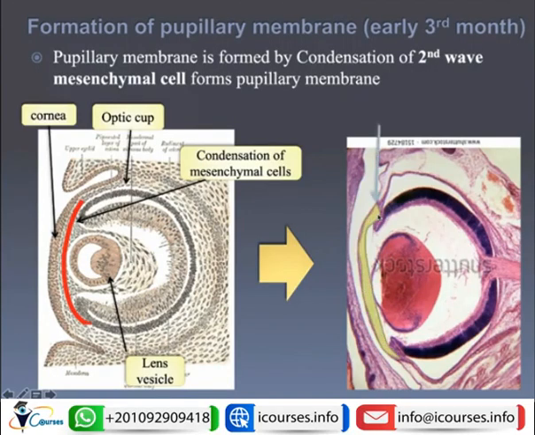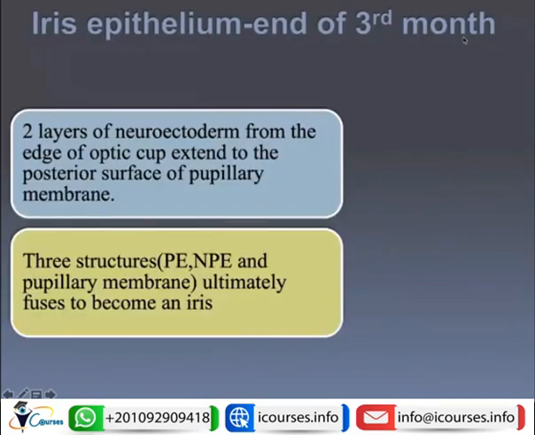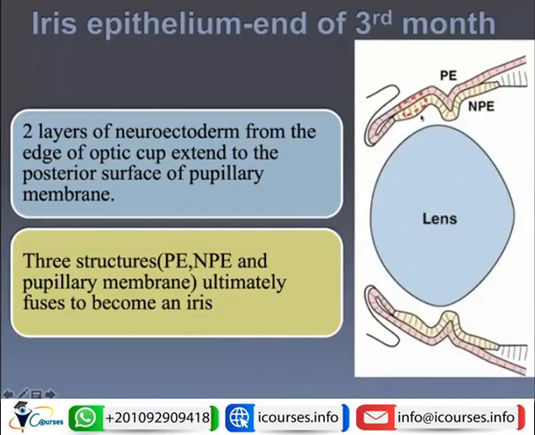So during embryonic life, we didn't have a pupillary aperture or pupillary opening like an adult, but this will develop later on in the gestational life, in the 8th month, not in the 3rd month. So the pupillary membrane starts in the 3rd month, and the 2 layers of the neuroectoderm from the optic cup will extend posterior to the pupillary membrane.